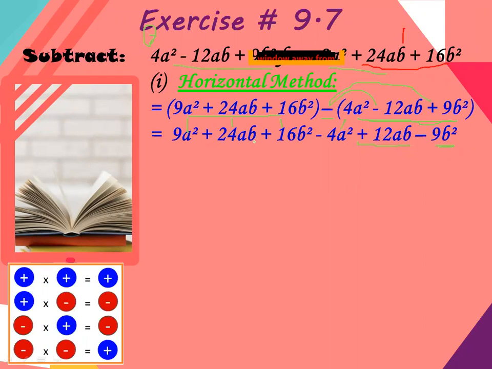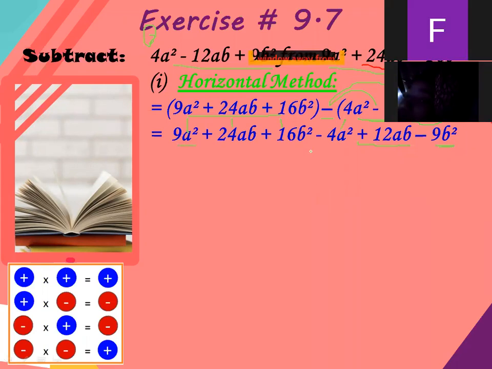Now simply, as you can see, your brackets are open. Now you are going to arrange your like terms together. Which ones are like terms? This 9a squared and this minus 4a squared, plus 24ab and plus 12ab, and plus 16b squared minus 9b squared. Now in the next expression, you are going to combine all the like terms together. So your first like term is this one, then this one, and then this one.